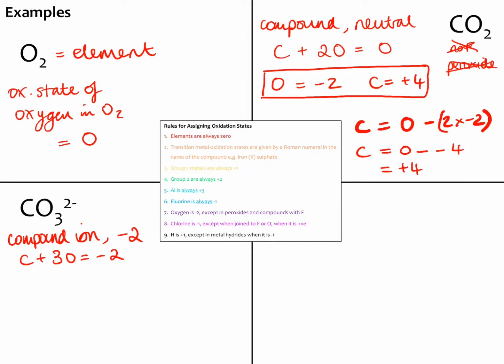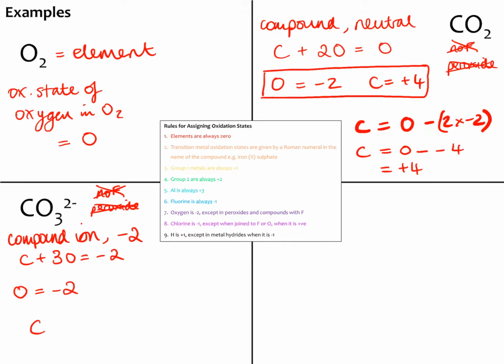As we just saw, carbon doesn't have a rule, but oxygen does. Now again, there's no F in this compound ion, so that part of the rule doesn't apply. And this is not a peroxide, it's a carbonate, so that part of the rule doesn't apply either. And that tells us that oxygen's charge, again, is -2 or 2-.